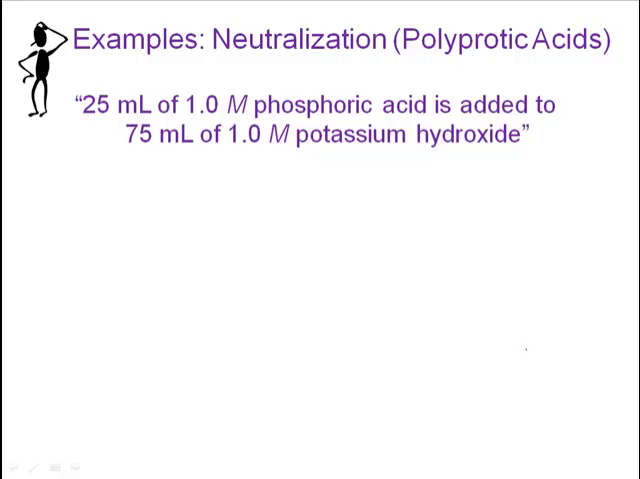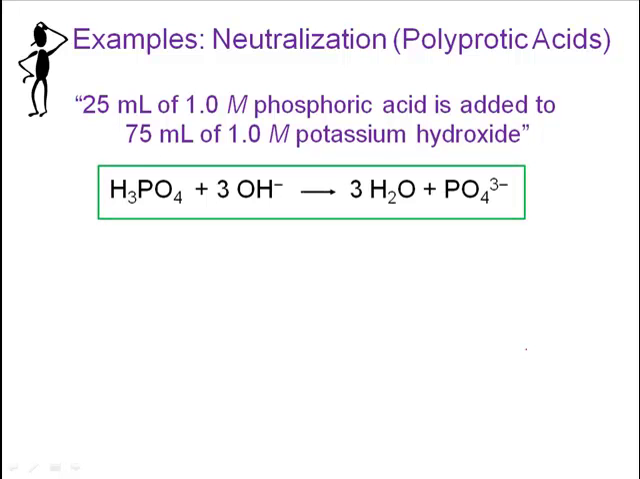All right, look at this. How many OHs should we have? Three OHs. There we go, and we got our phosphate ion. We're done.